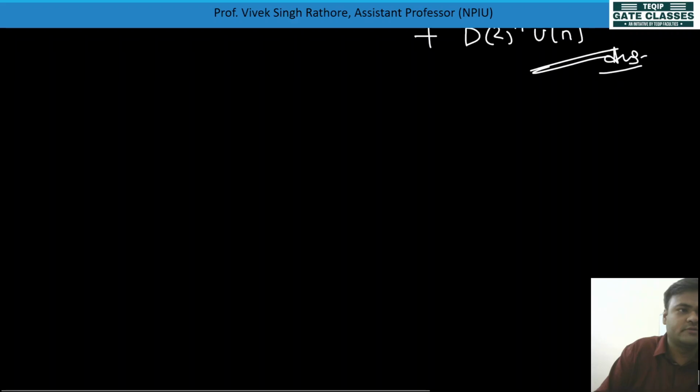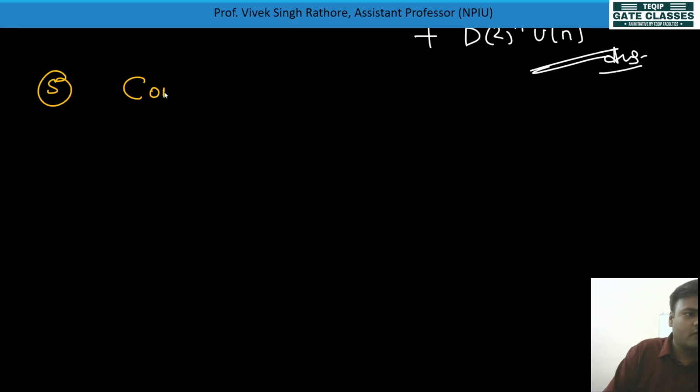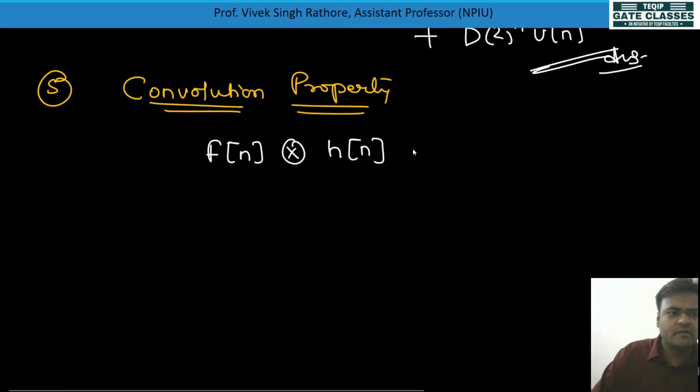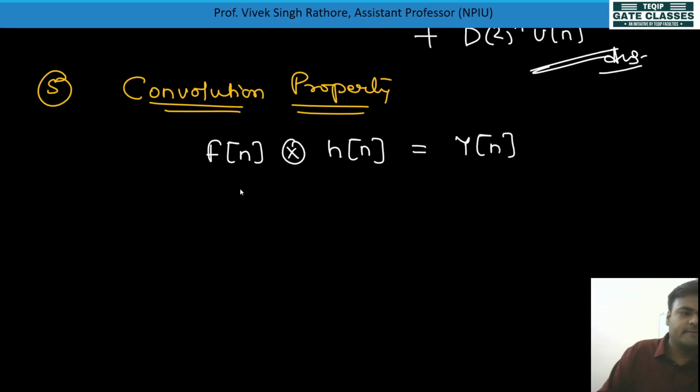Let's suppose the fifth property is the convolution property. See, it is very easy, no need to go further. Convolution is nothing but if f of n is convolved with h of n, that is, the signal is convolved with the impulse response, you are getting the output response as y of n. Earlier we have seen the same in Laplace and Fourier transform also. Here also we will see the same.